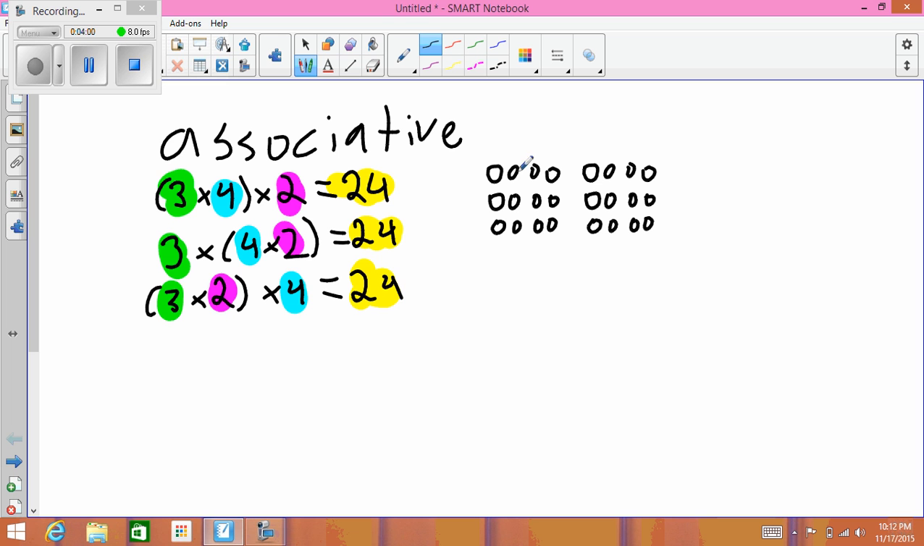Now, according to the property, when I count it, it should be 24. 4, 8, 12, 16, 20, 24. Product is still going to be 24. Okay.